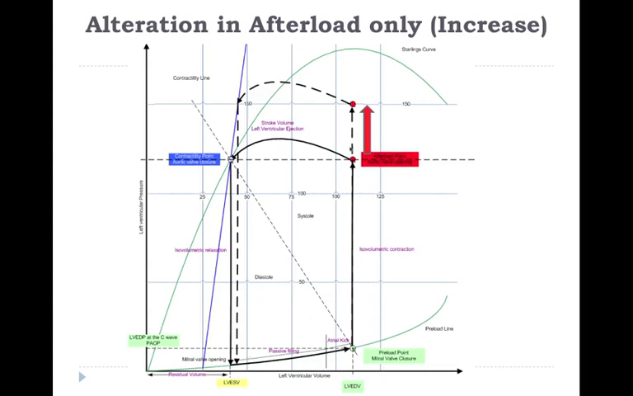What you see in that situation is an increase in afterload. Let's say it's a patient that develops significant malignant hypertension, or a patient who is developing aortic stenosis. If they maintain the same contractility line, you actually see a drop in effective stroke volume. So their stroke volume is decreasing due to this increase in afterload.